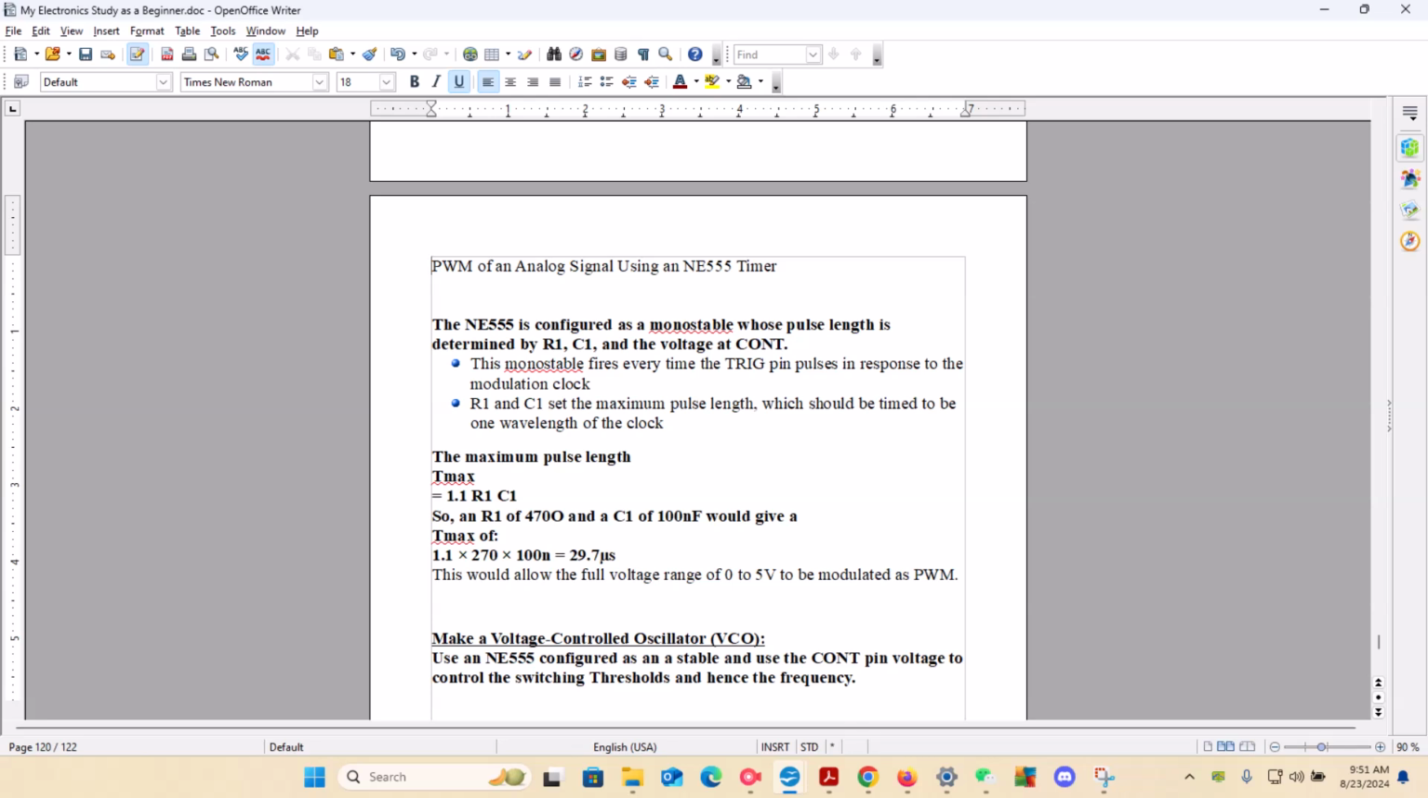and the voltage at the control. Remember, the control is related to the output. So the control will push the voltage through the chip, allow the voltage to be pushed through the chip to the output pin that goes out. Okay.